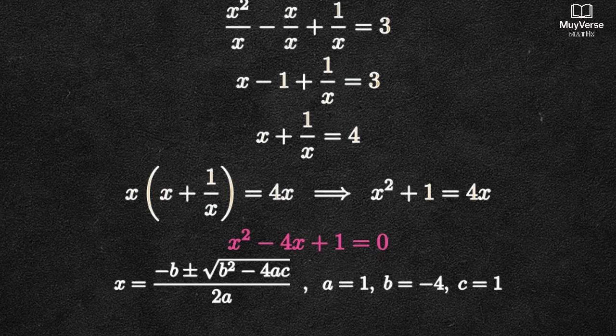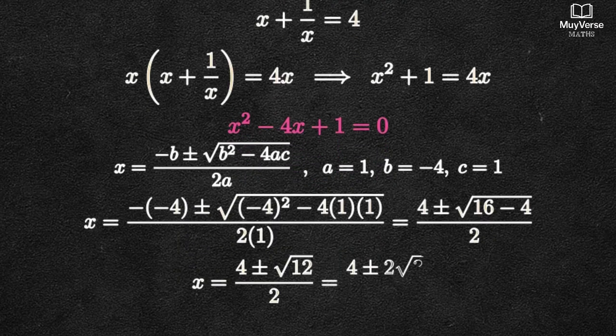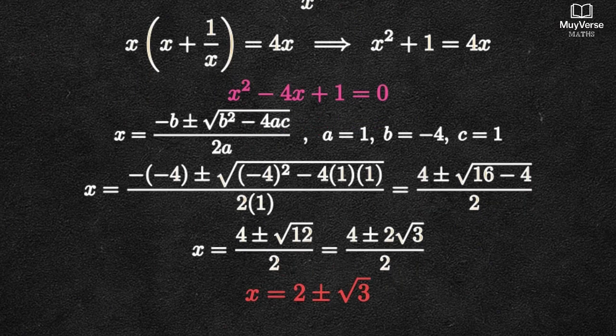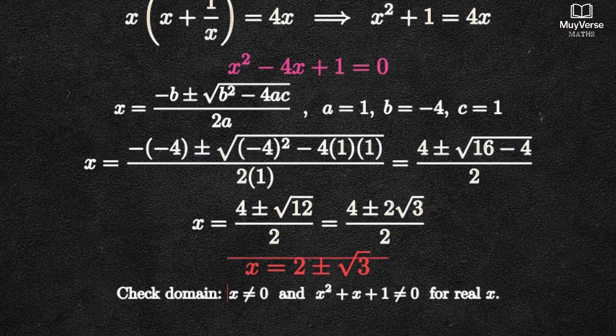Step 7. Substitute a equals 1, b equals -4, and c equals 1 into the quadratic formula. We get x equals the fraction with numerator 4 plus or minus the square root of 16 minus 4 over denominator 2. 16 minus 4 is 12. The square root of 12 is 2 times the square root of 3. So x equals 4 plus or minus 2 root 3 all over 2, which simplifies to x equals 2 plus or minus root 3. Therefore, the solutions are 2 plus root 3 and 2 minus root 3.